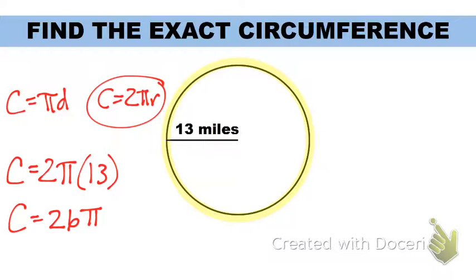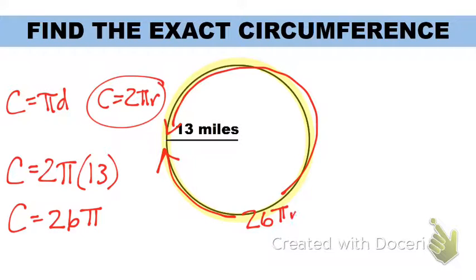And they're just asking us for the exact answer, no rounding off. So we do not want to press the SD button and round off on our calculator. So what we just found out was, if you travel all the way around the outside of this circle, you'll be traveling 26 pi miles.